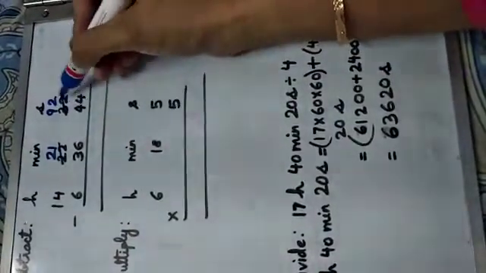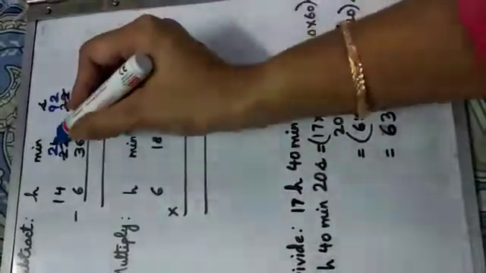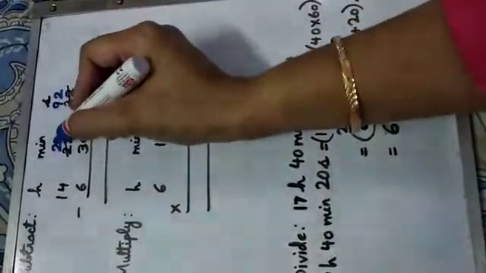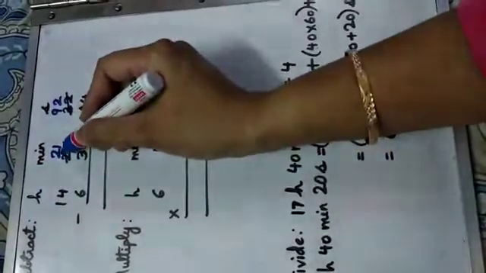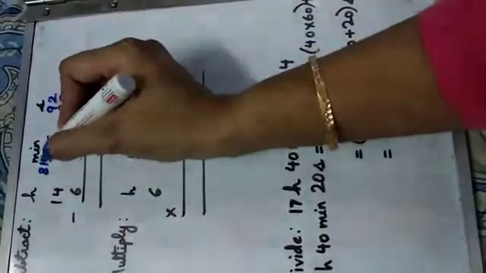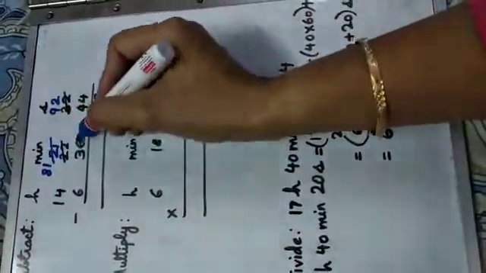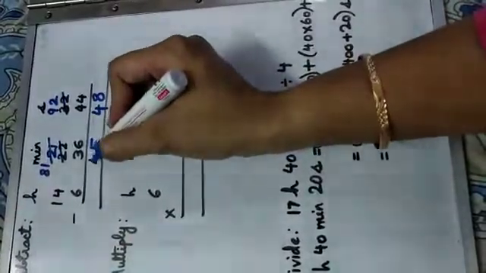So subtract now. 12 minus 4 is 8. 8 minus 4 is 4. Here 21 is smaller than 36. So 21 minutes will get 1 hour from the partner. So 1 hour is equal to how many minutes? 60 minutes. 60 plus 21 is 81. 81 minus 36. 11 minus 6 is 5. 7 minus 3 is 4.